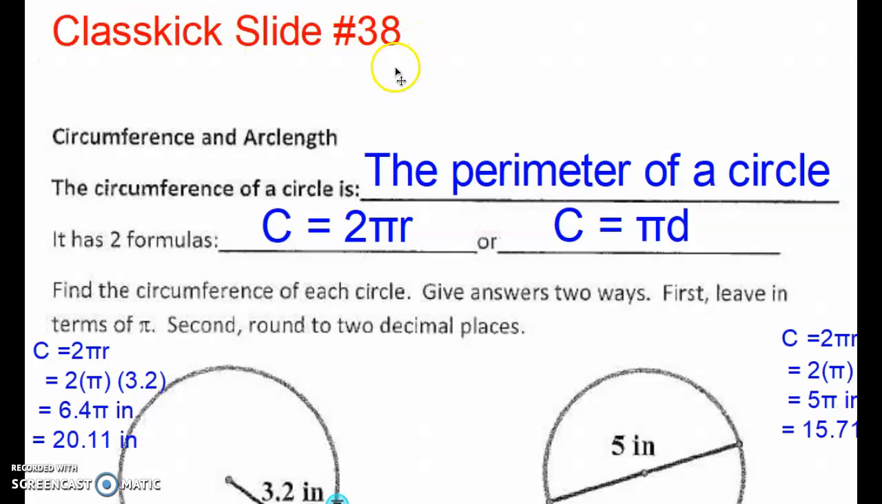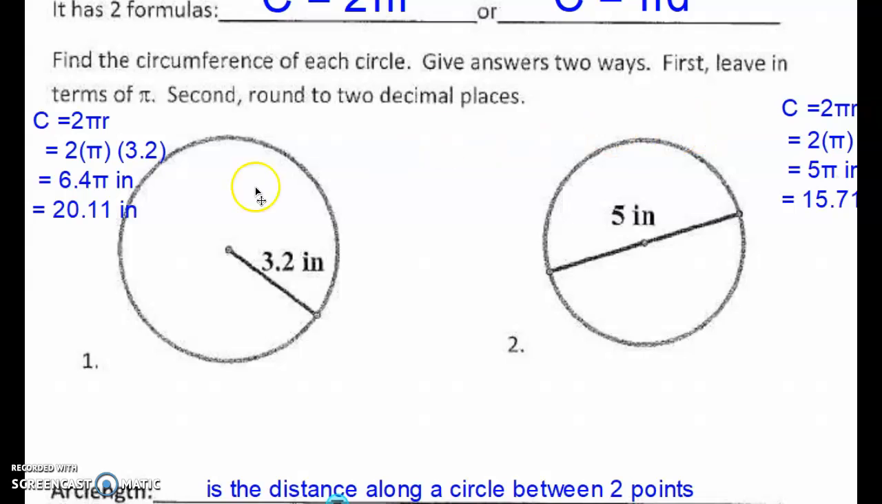This is Class Kick slide number 38. And the circumference is the perimeter of the circle. We've had that before. It has 2 formulas. Circumference equals 2 pi r, or twice r is d for diameter. So either formula works good for me. And notice the directions. They want the circumference. Give answers 2 ways. First, leave it in terms of pi, which simply means there's a pi in your answer. And second, rounded to 2 decimals.